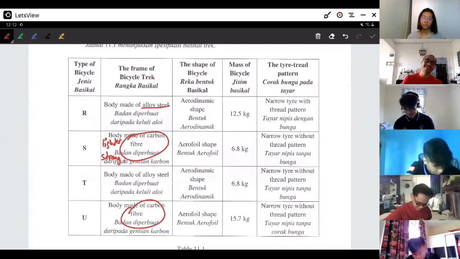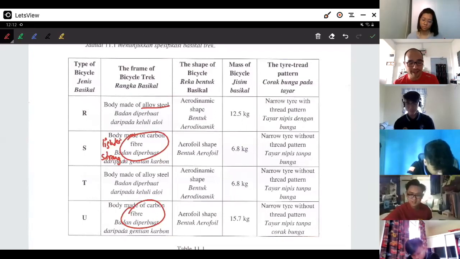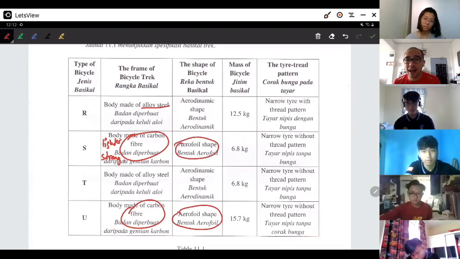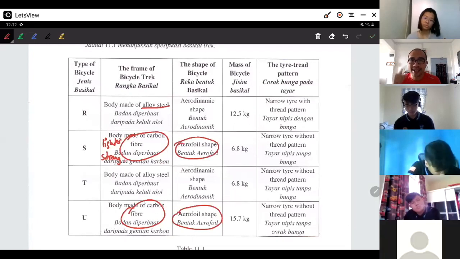Shape of the bicycle should be aerofoil. The way you bend your body makes it aerodynamic.